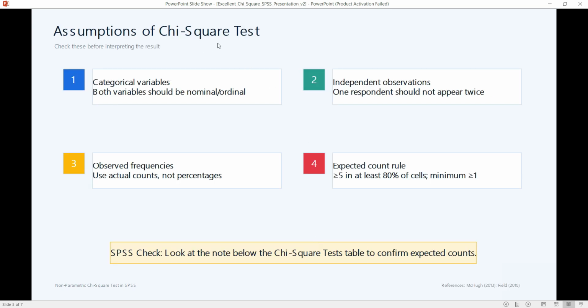Before running the chi-square test of independence, we make these four assumptions. First, categorical variables: both variables should be nominal or ordinal, meaning categorical variables. Second, independent observations: one respondent should not appear twice. Third, observed frequency: use actual counts, not percentages. Fourth, the expected count rule: greater than or equal to 5 in at least 80% of cells and a minimum of 1 or greater.